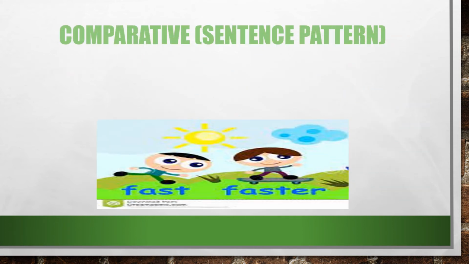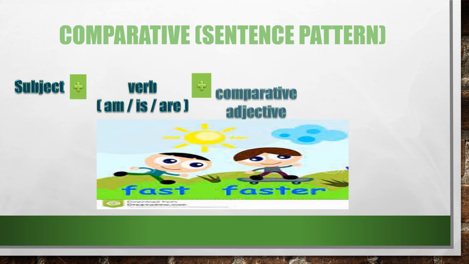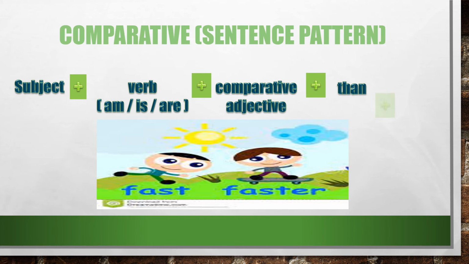The most common sentence pattern for comparative adjectives in English is subject plus verb plus comparative adjective plus than plus object. Berikut ialah bentuk ayat yang paling asas untuk membentuk comparative adjective. Subject plus verb. Verb tu am, is ataupun are. Plus comparative adjective. Smaller, bigger, larger. Plus perkataan than. Plus object.